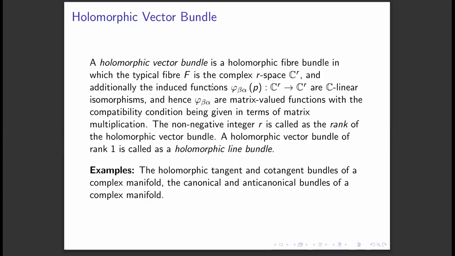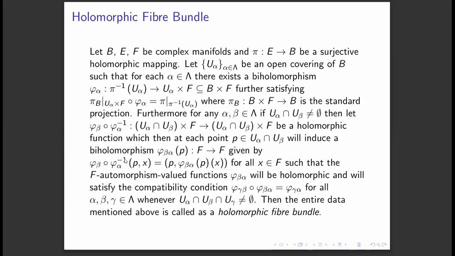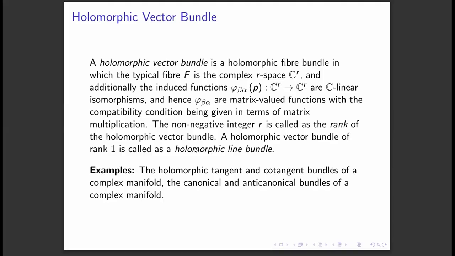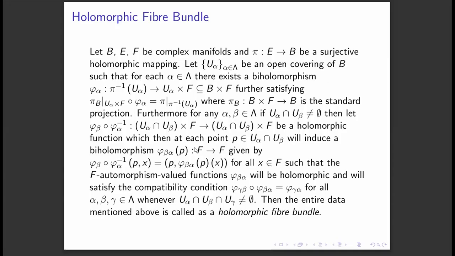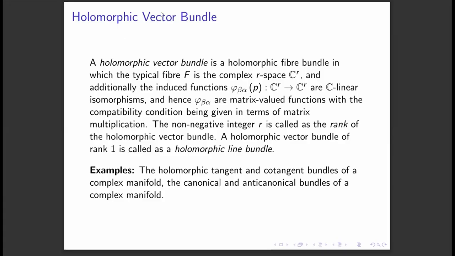And then additionally, the induced functions that we have, these phi beta alphas, were just biholomorphisms, but now in the case of holomorphic vector bundles, we require them to be C-linear maps. So they are C-linear isomorphisms, or C-linear automorphisms of the complex vector space C^r.